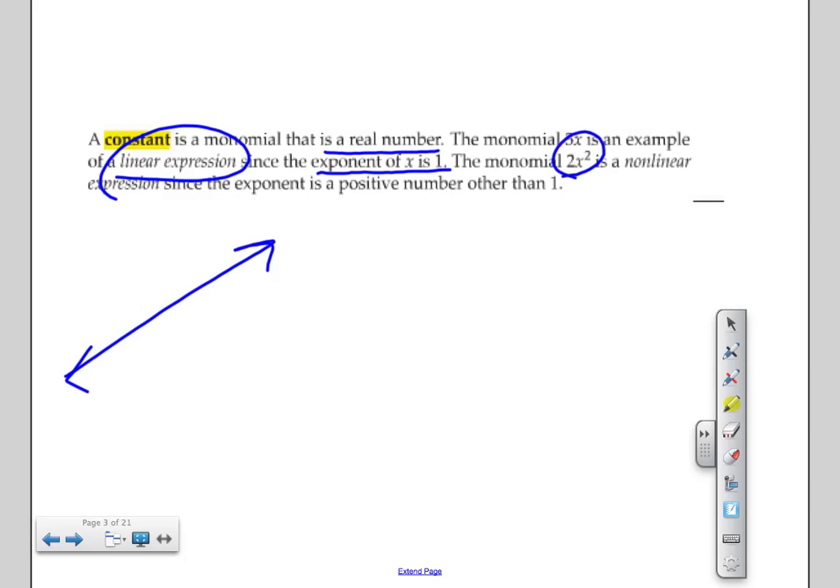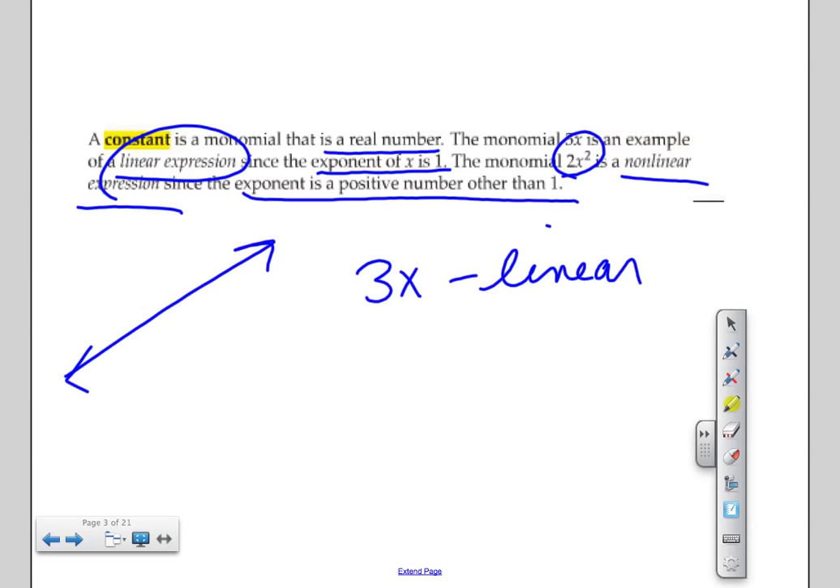The monomial 2x squared is a non-linear expression, meaning it won't graph as a line. Okay, it's going to graph as something else, and we're going to learn about that eventually. But for now, it's non-linear because it does not graph as a line, and the exponent is a positive number other than 1. So 3x is a monomial, right? That's linear. And 12x squared, where the exponent is something other than 1, is nonlinear. All right, so just remember that.